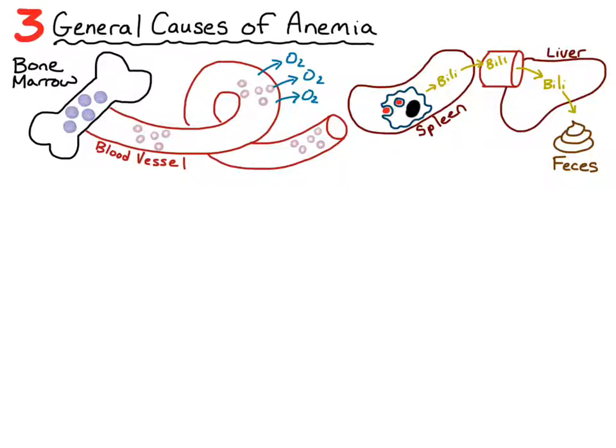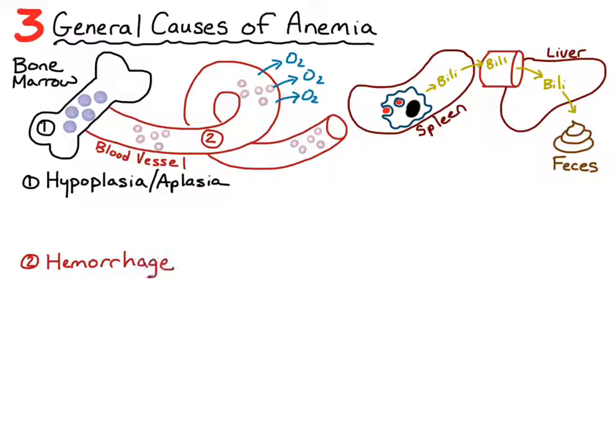Okay, so now for the 3 general causes of anemia. The first is hypoplasia or aplasia. That's a problem with the bone marrow production of red cells. The second is hemorrhage. Whole blood is being lost from the blood vessels. And the third is hemolysis. There's increased red cell destruction or lysis.